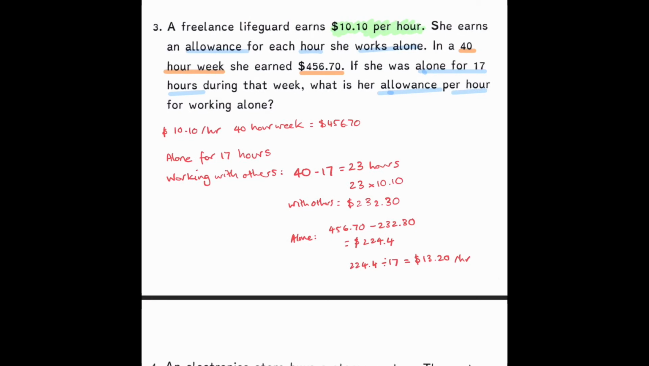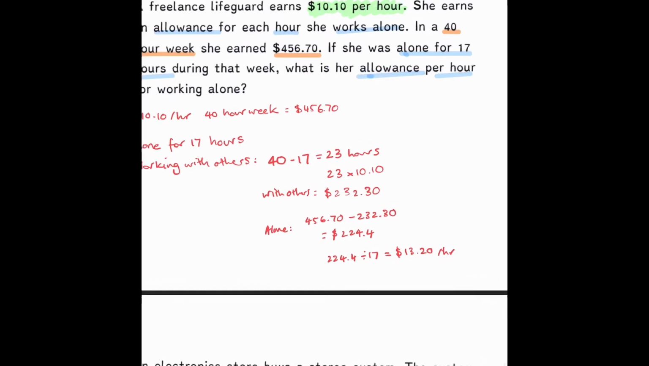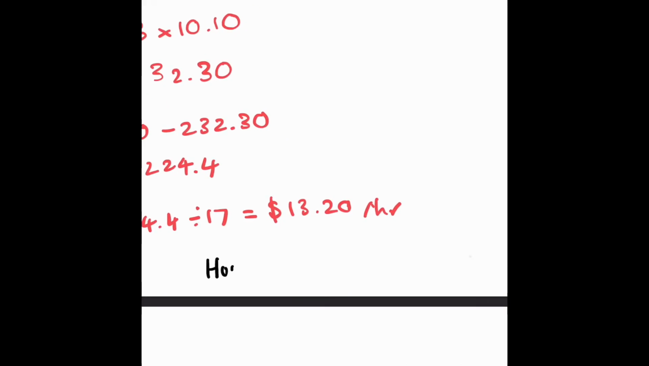The last thing I want you to do to really answer that question, because it is quite a full-on one, so you can just follow along, is this final step here. What is her allowance? So how much extra is she actually getting for working alone? That's what I want you to figure out.